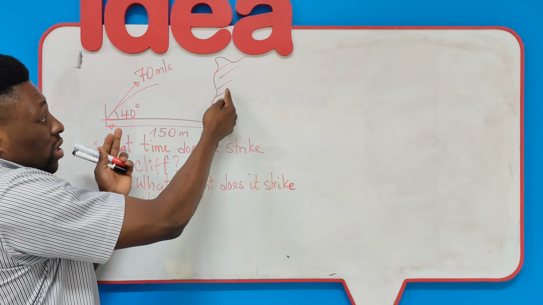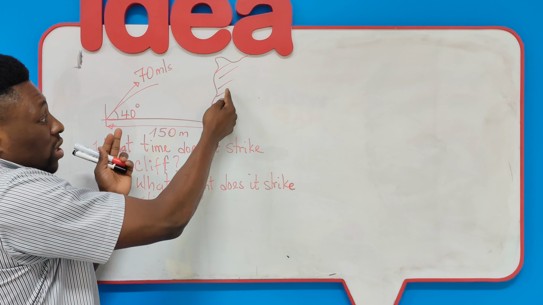Secondly, we have to take note that because we are talking about two-dimensional motion, this u is not the usual u we know. This u here, the initial velocity, will be the horizontal component of this. So u is going to be equal to 70 cos 40 degrees. It's important to take note of this, all right?